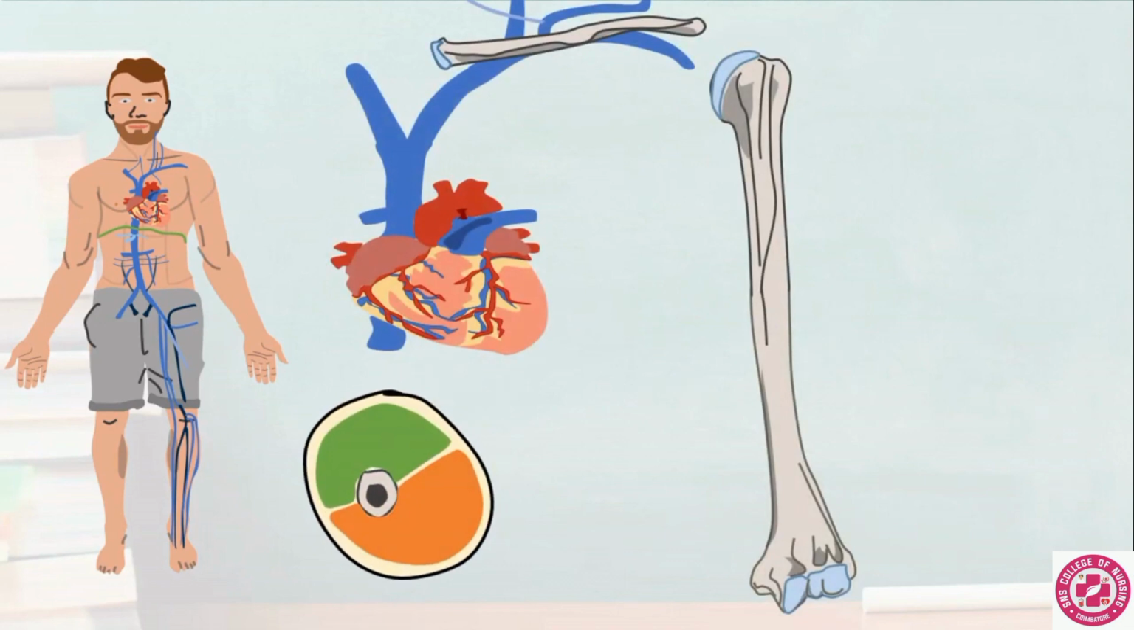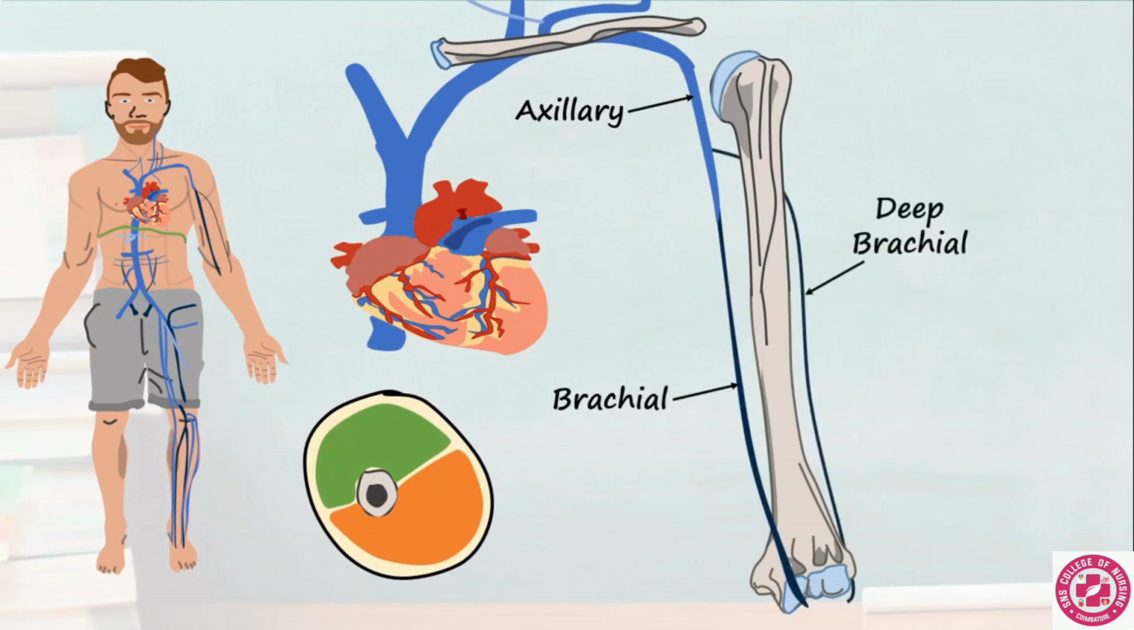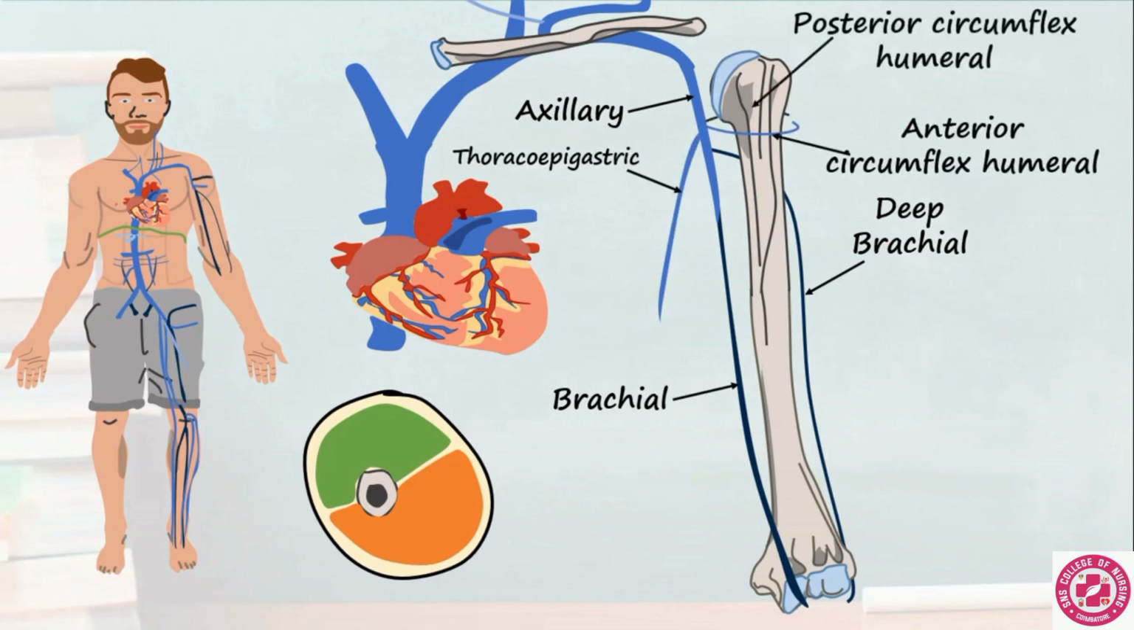The subclavian vein receives blood from a large vein in your armpit known as the axillary vein. This itself receives blood from the brachial and deep brachial veins, which all accompany the arteries of the same name. These drain the anterior and posterior compartments of the arm respectively. The axillary vein also receives blood from the thoracoepigastric vein, which travels over the anterior trunk, and the anterior and posterior circumflex humeral veins, which drain the neck of the humerus.